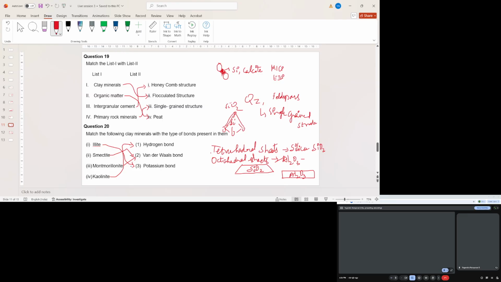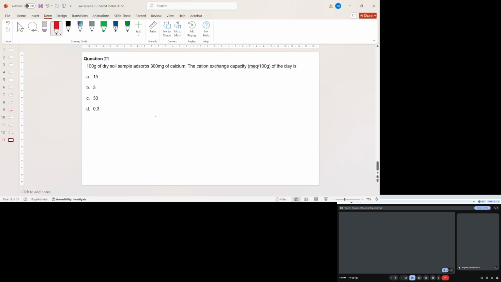So what I'm trying to do is relate the concepts that have been taught in the class to the application part. Right, it acts as both a practice session and a revision session. So coming to this last question of today's, it's a short numerical to understand how cation exchange capacity is calculated.